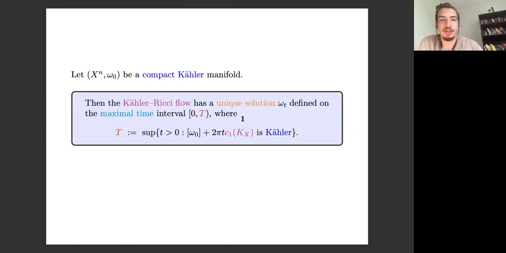Now, there's this very nice theorem due to Tian and Zhou Chang, which states that if we have a compact Kähler manifold, then the Kähler-Ricci flow has a unique solution, which is defined on the maximal time interval, 0 to t, where t is given by this cohomological condition. So it's the largest t for which you remain in this Kähler cone. Okay, and I think there's a similar one for the Chern-Ricci flow as well.